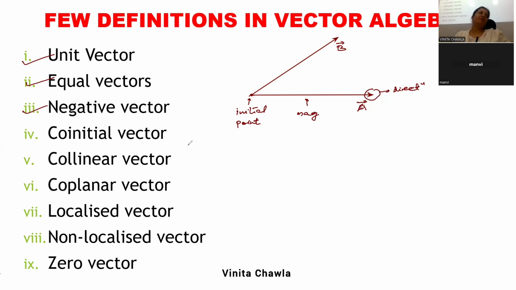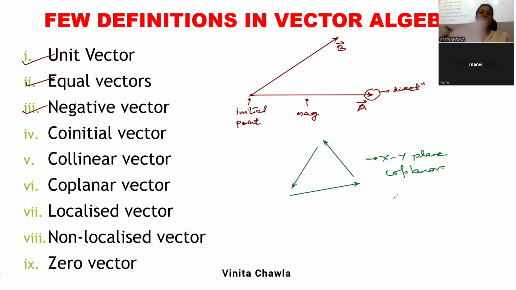Coplanar vectors are those which are on the same plane. So let's draw 2, 3 vectors. We have this vector, this vector, this vector. All these 3 vectors are in the xy plane. If we assume that they are all in the xy plane, then they are called coplanar vectors. Okay. Clear? Any doubt?